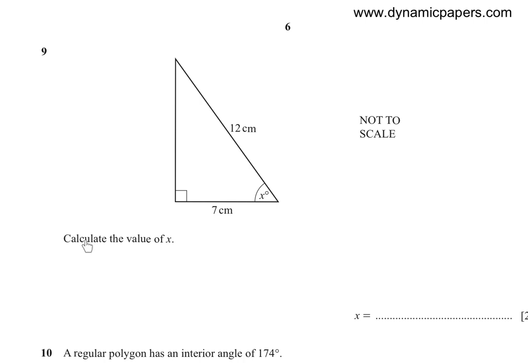Number 9, calculate the value of x. How to find the value of x? You can use cos. Yes, we have adjacent and we have hypotenuse in the right angle. So to find x equal cosine inverse 7 over 12 equals 54.3. 54.3 to 1 decimal.